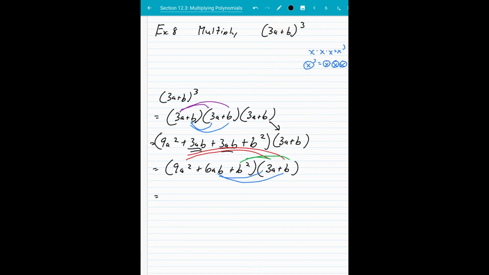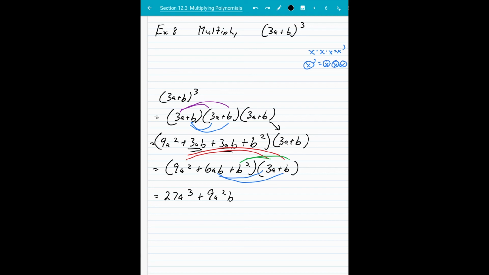9a squared times 3a makes 27a to the third. 9a squared times b makes 9a squared b. It gets a little challenging now, because we're looking at all the different numbers. We have to pay attention to everything, every little detail. We're done with this one. We've already distributed that. Now we need to distribute this one to both of them.